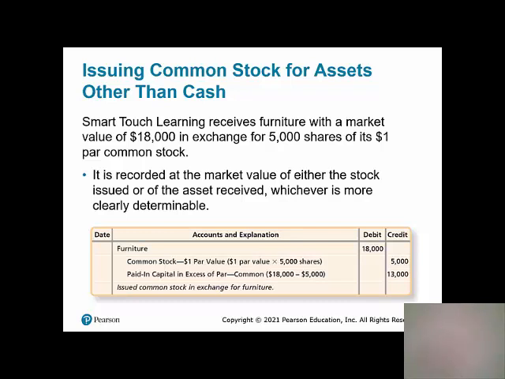Now it's important to make sure that when you're valuing assets other than cash, that you either use the market value of the assets that are received or the market value of the stock, whichever is more clearly discernible. Normally, if the stock is being traded, then we're going to value the transaction at the value of the stock, but that's not always the case. So sometimes you would value it at the assets.